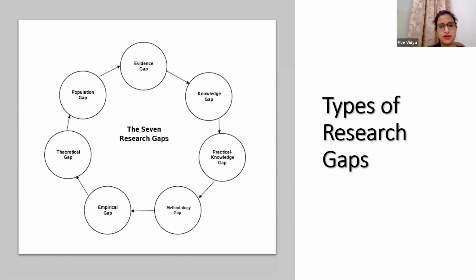There is a question from Pinky: what is the difference between knowledge and theoretical gap? A knowledge gap is, let's say you have researched a particular topic, but you have missed some information which is related to the topic in that particular research. Whereas a theoretical gap is, let's say you have done an empirical research, but some theories or frameworks can also be developed on that topic, which is missing. So that becomes your theoretical gap.